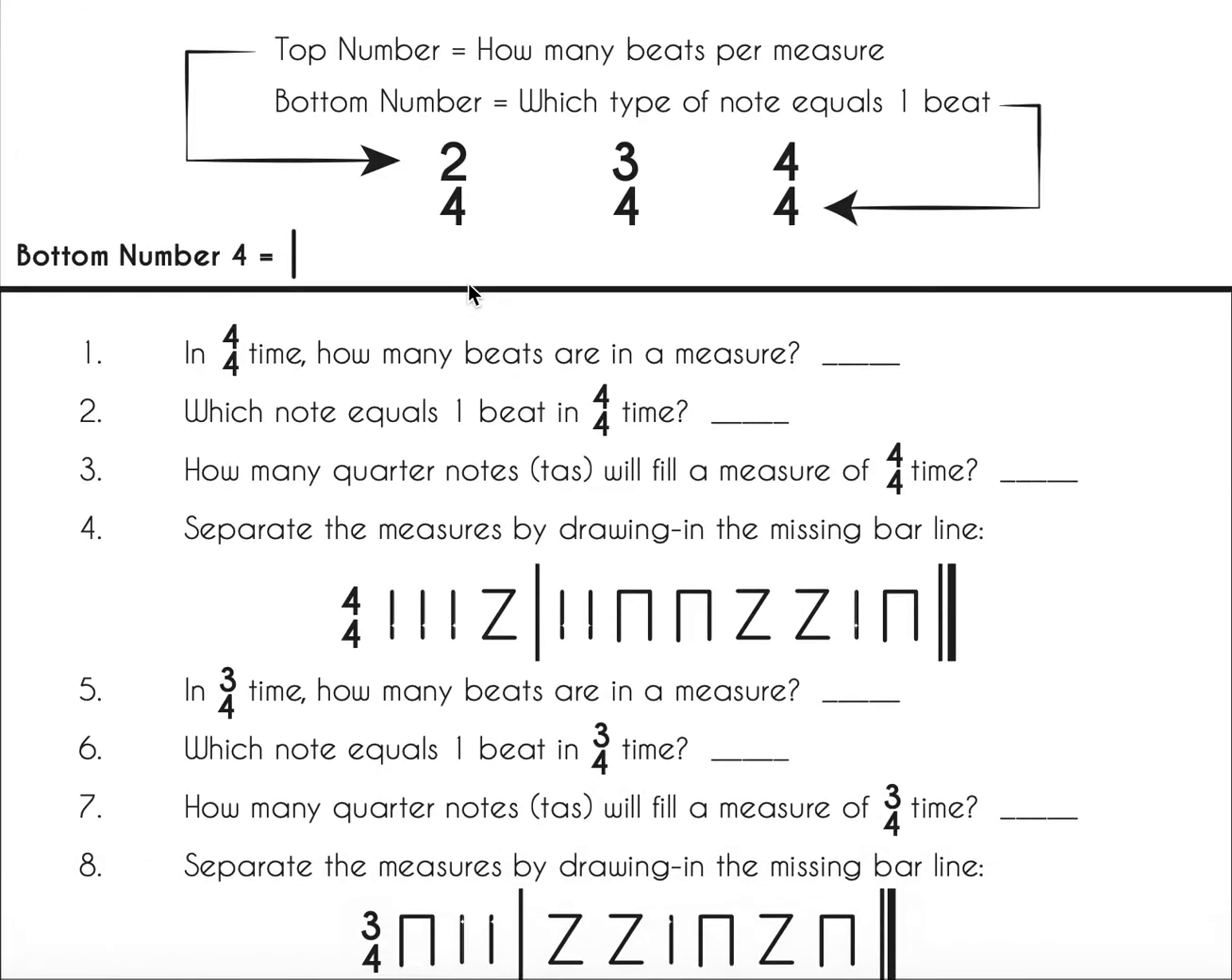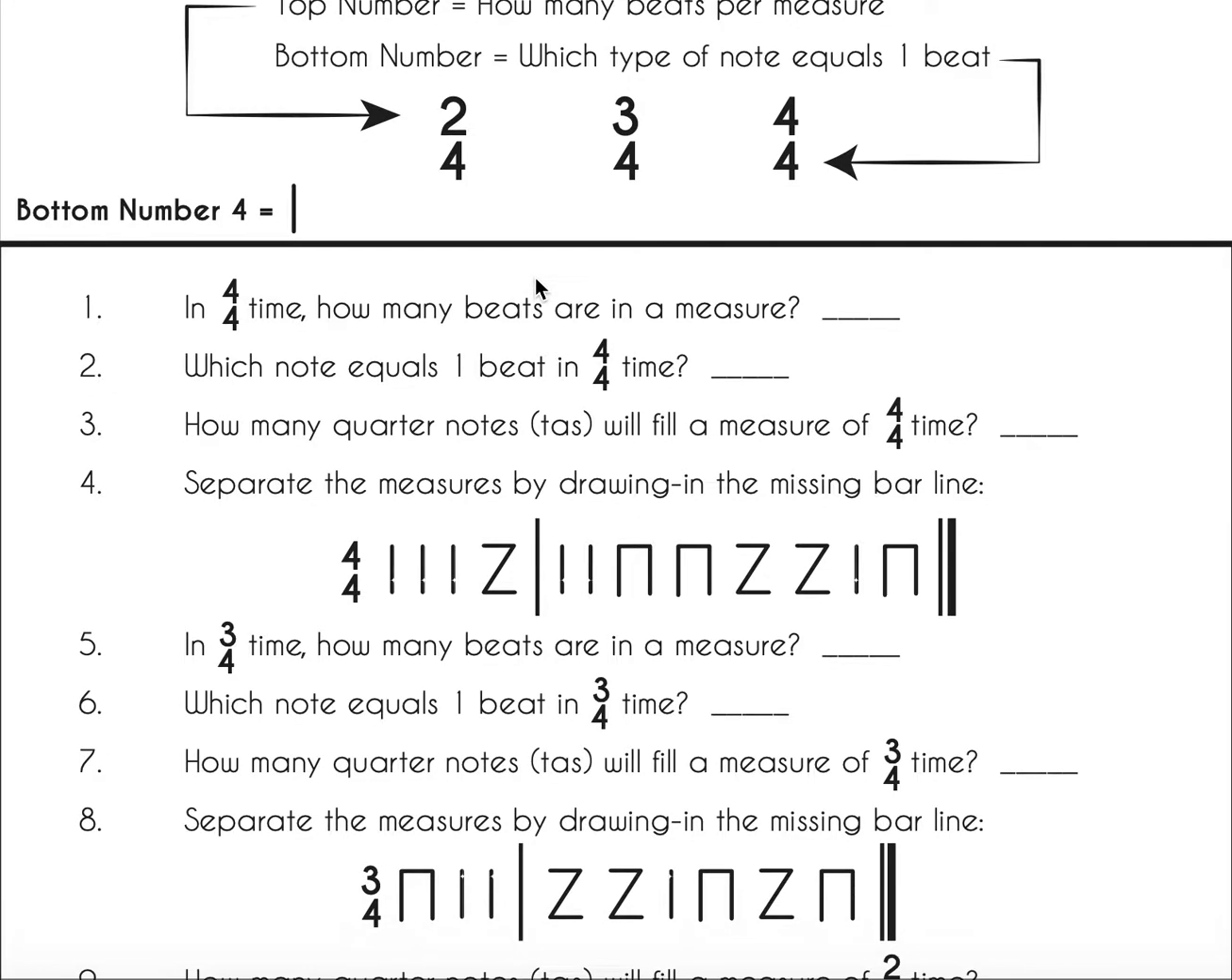Now a review from our time signature video. The top number tells you how many beats are in a measure, whereas my bottom number tells me which type of note equals 1 beat. All of the time signatures we'll be using today have 4 on the bottom, and that tells us that our quarter note equals 1 beat in 4/4 time, or 3/4 time, or 2/4 time. That's a question you'll see a couple times, like number 2 here. Which note equals 1 beat in 4/4 time? That's going to be a quarter note, so you draw a quarter note here.